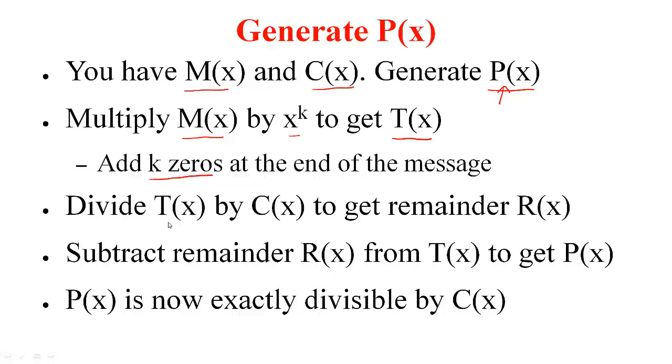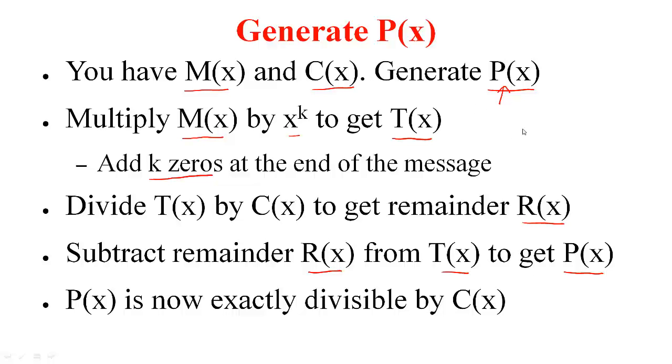And now what you do is divide the Tx by Cx to get a remainder. And now just subtract this remainder Rx from the Tx and then you get this Px. Now this Px is exactly divisible by Cx because you are subtracting the remainder from the Tx.